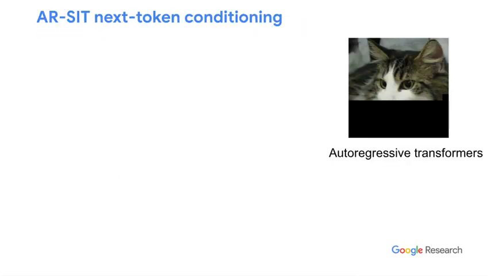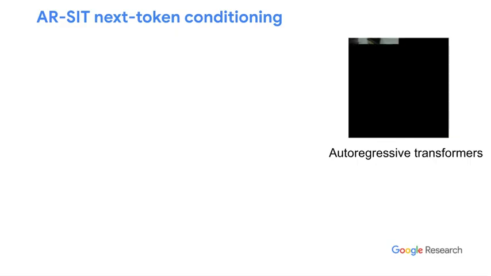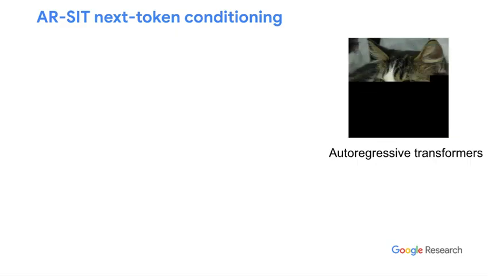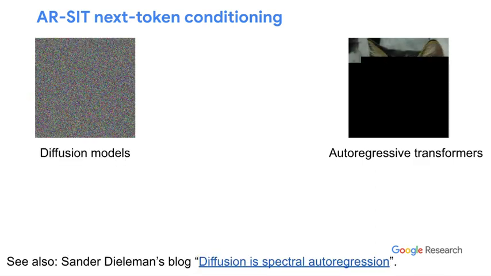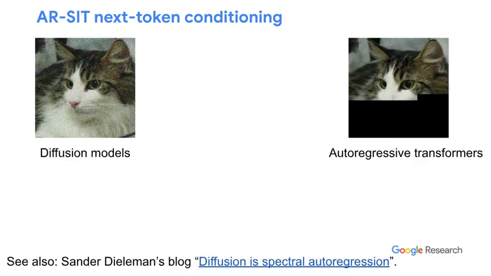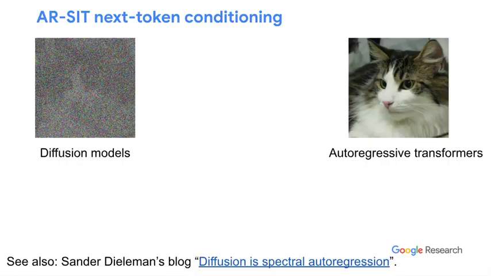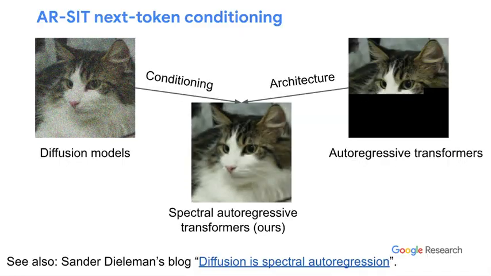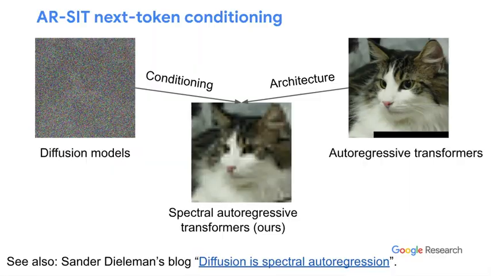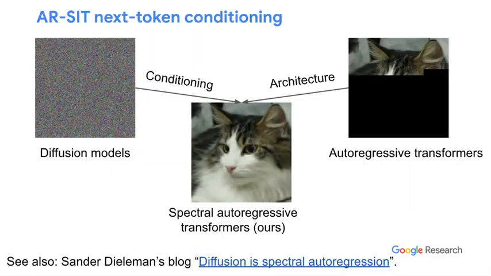One downside of typical autoregressive image generation is that the next token prediction is conditioned on a partially generated image. Diffusion models condition on noisy full images which capture low frequencies. Our model combines diffusion-like conditioning with an autoregressive transformer architecture.